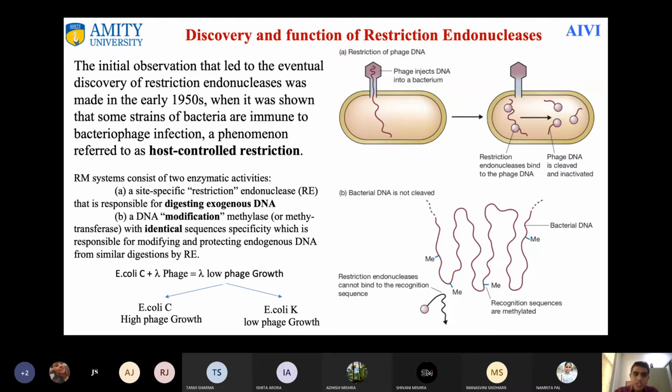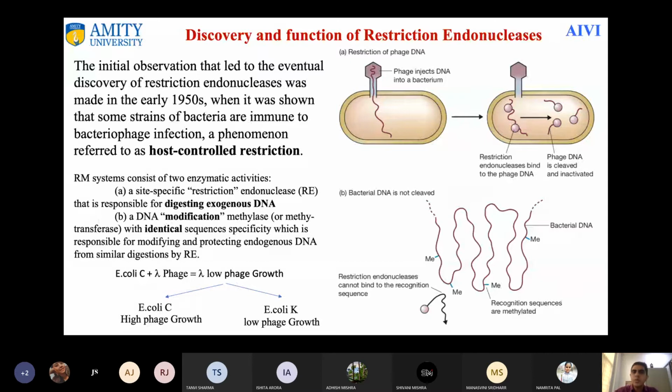So a site-specific restriction endonuclease is responsible for digesting exogenous DNA. Here the term is exogenous, which is why we call it immune. It digests only DNA which is coming from outside. Your system recognizes that DNA, just as our immune system recognizes a foreign body and starts producing an immune response, like the cellular or humoral immune response that you might study in your immunology courses.